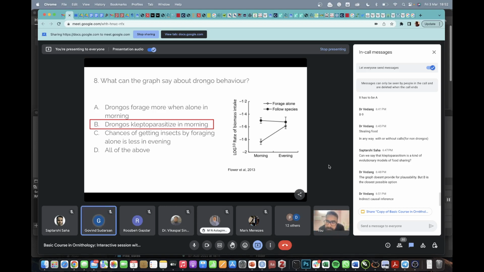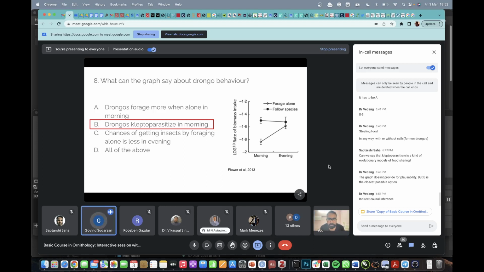How is A wrong, sir? Forage more when alone in the morning. A is wrong because they don't get to feed more in the morning, right? It's that they feed more when they are following species.